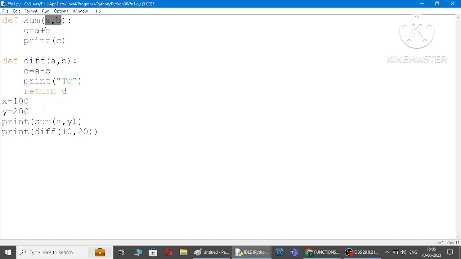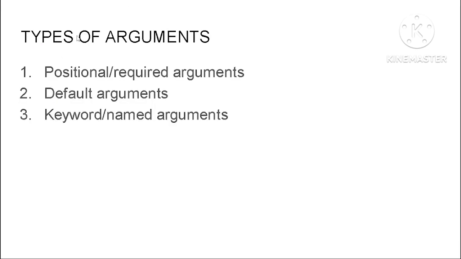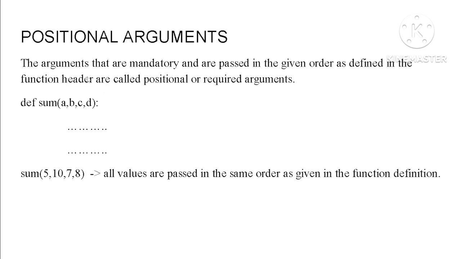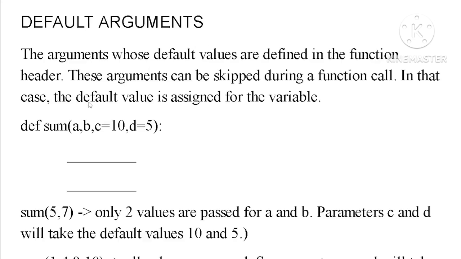Positional arguments are the arguments which must be passed while calling the function. Right? The arguments that are mandatory and are passed in the given order. You have to give them in the correct order. A, B, C, D, those respective values should be given in the same order. These are called positional or required arguments. So when it comes to def sum of A, B, C, D, you have to give 4 values. You cannot skip any one of these. Why? Because they are compulsory or positional arguments, otherwise called required arguments.